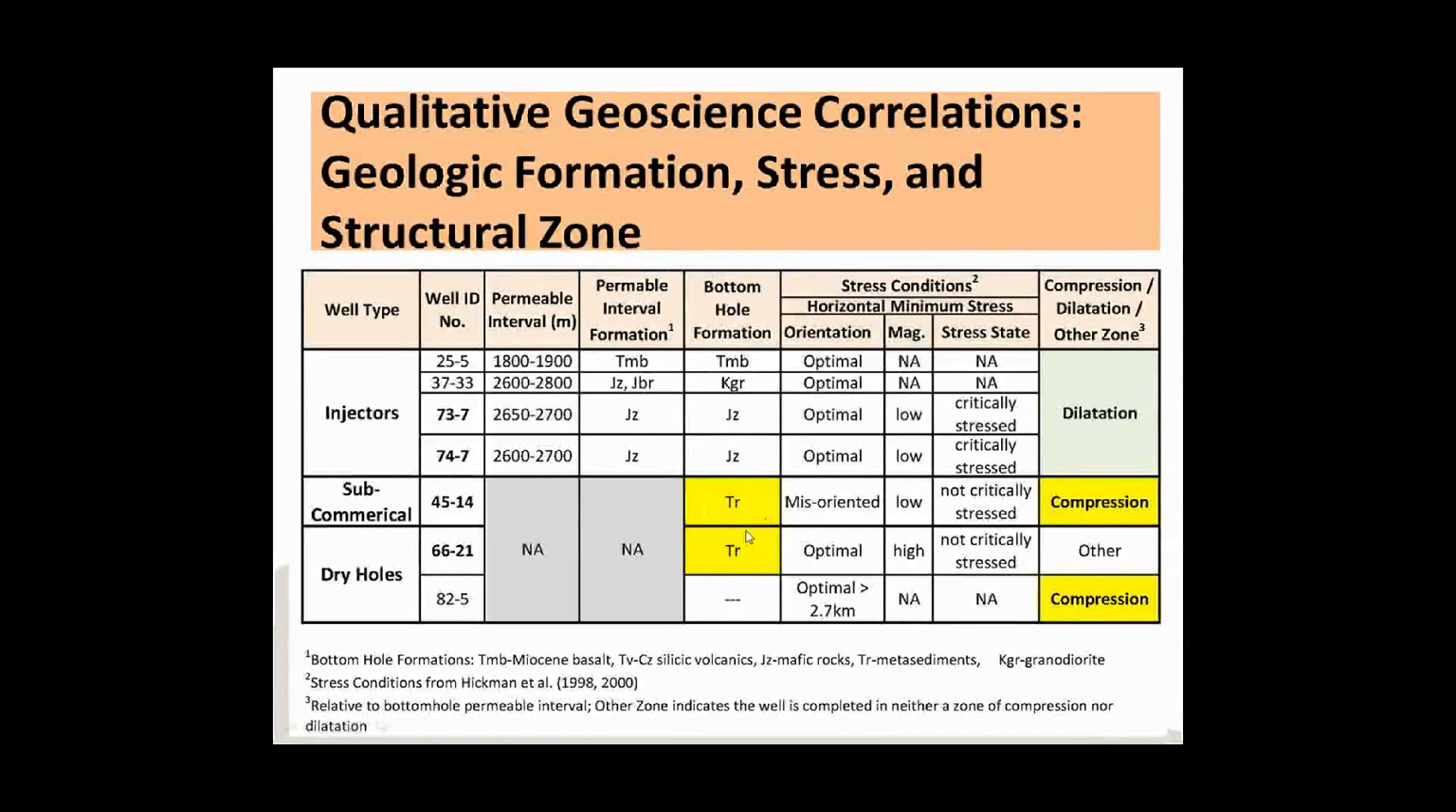And they also turn out to be in this TR formation, which is a shale, which is not deemed ideal for EGS exploration work, and it also turns out to be not critically stressed, which is not favorable for EGS.